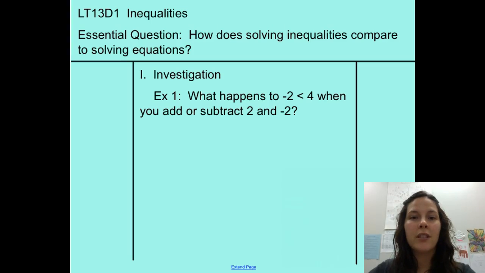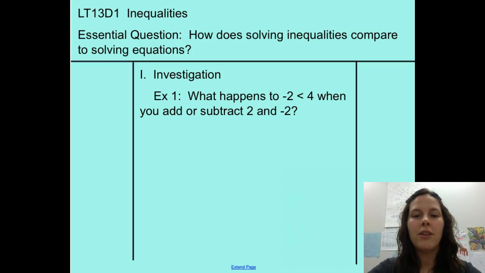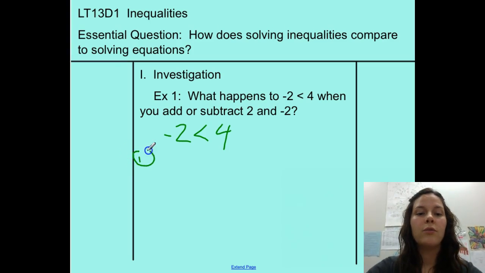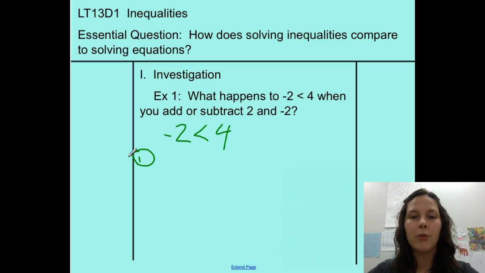So first of all, we're going to explore this inequality relationship. Our essential question today is, how does solving inequalities compare to solving equations? And that's what we're going to find out when we do our investigation. So first of all, I'm starting with an inequality that we know is true. We know that -2 is less than 4. And we're going to see what happens to this inequality if we add or subtract 2, and if we add or subtract -2. So first of all, golden rule, we're going to be adding and subtracting to both sides.